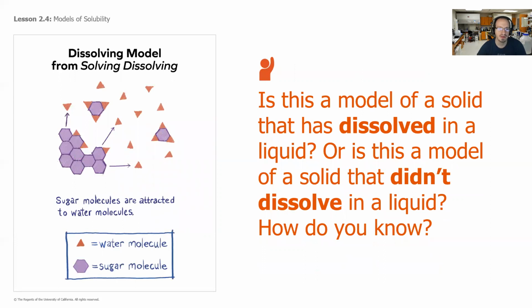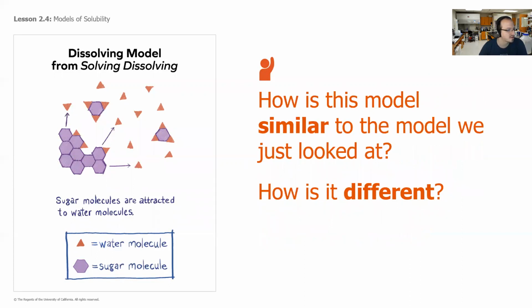So how about this one? Is this a model of a solid that dissolved in a liquid, or is it one that didn't dissolve in a liquid? And how do you know that one? So similar to the one we had before, this is a solid that has dissolved in a liquid, and we know that because there are two types of molecules that are attracted to each other. So the sugar molecules here are attracted to the water molecules.